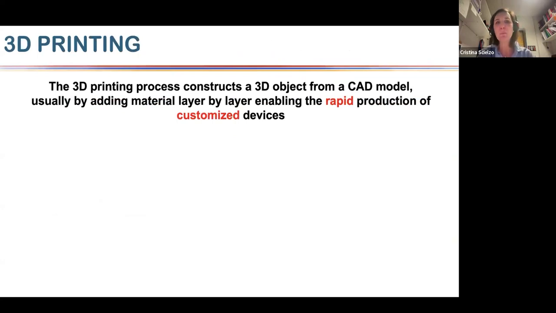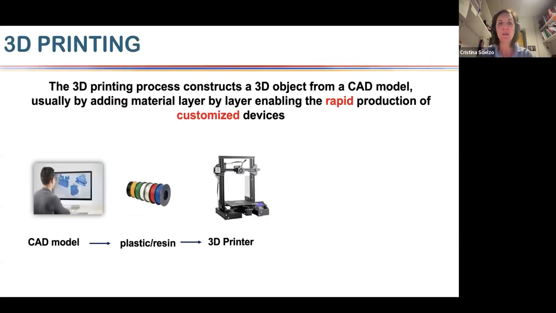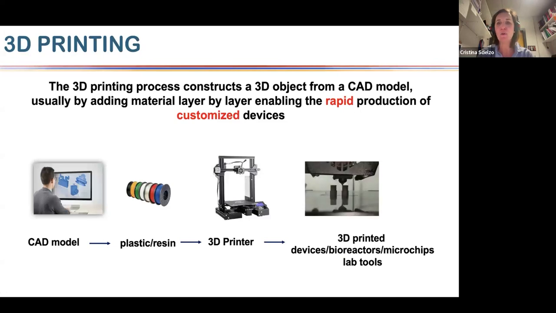So the 3D printing process constructs a 3D object starting from a CAD model that you design at your computer, by adding material layer by layer, usually plastic or resin. Thanks to 3D printing, at the end you have the rapid production of a customized device. It can be a device for your lab, a bioreactor, a lab on chip, or a tool, but in general made of plastic or resin.